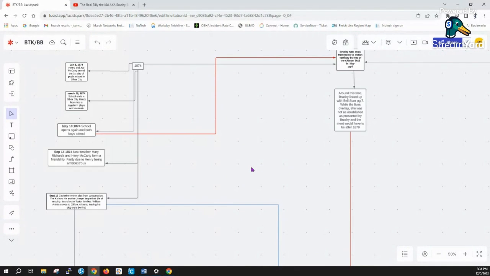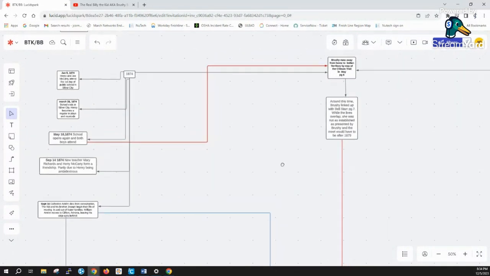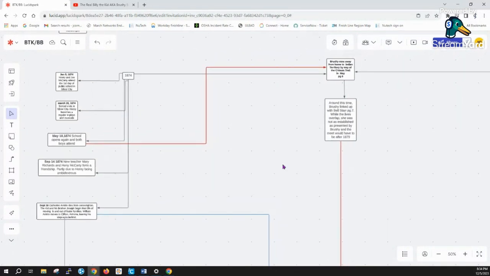And so once again, we come back to, these are Brushy's words. Don't hate me. This is what Morrison and Sonnichsen put out. These stories don't align unless you're saying that maybe the school board changed his records. So we know that in January 5 of 1874, Henry and Joe go to school. March 28th, school ends.